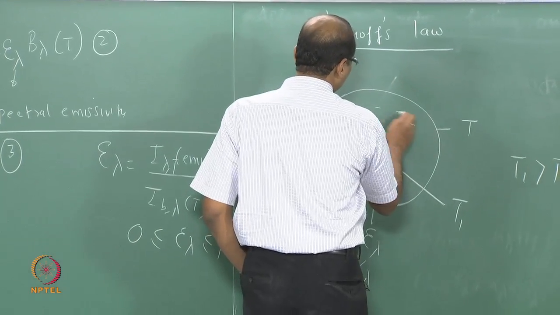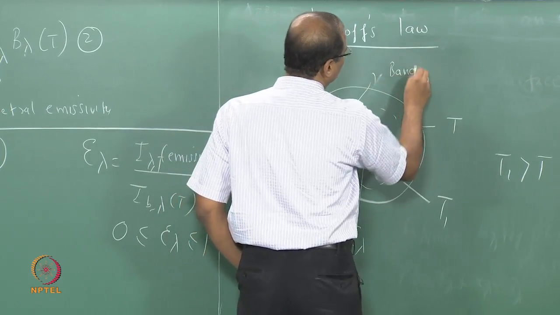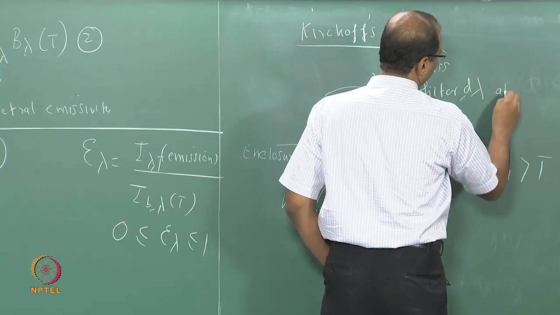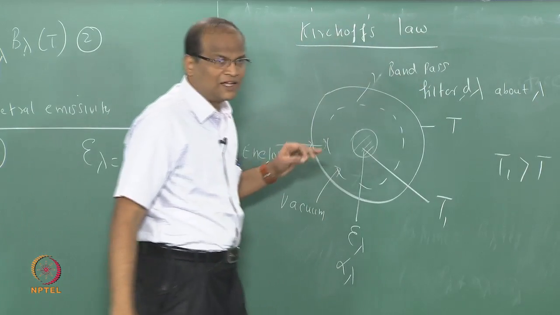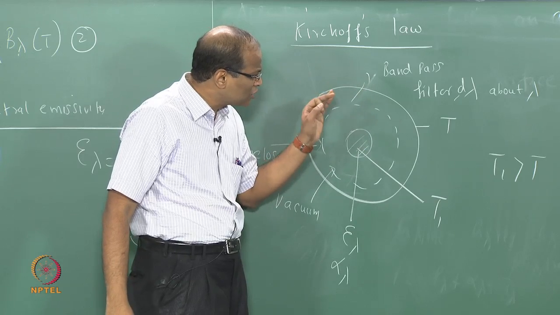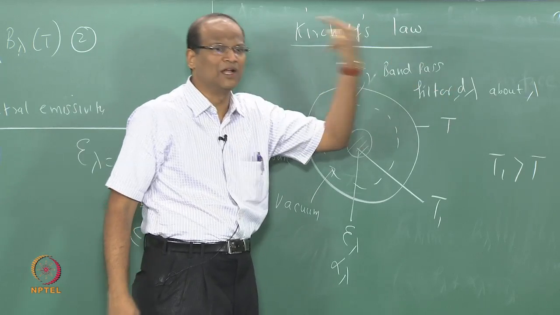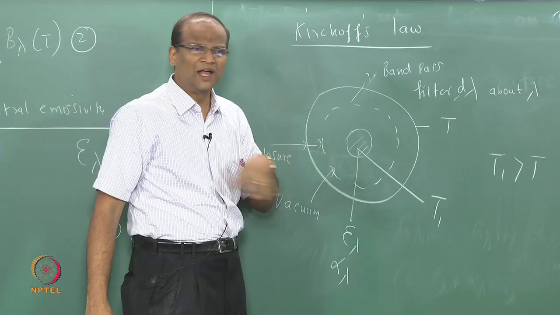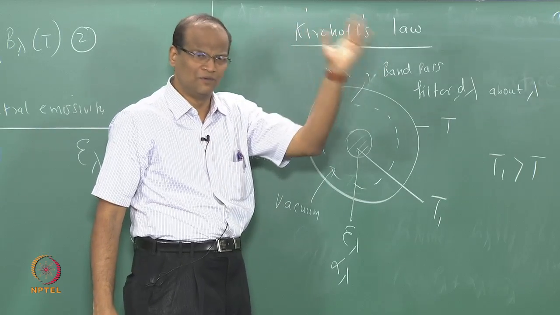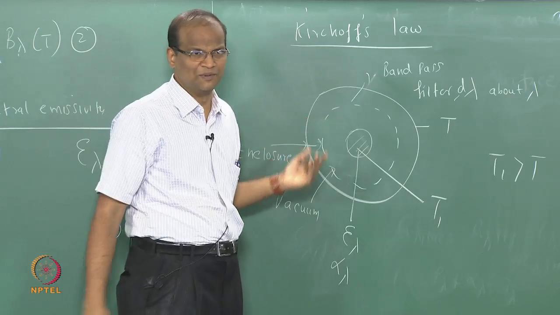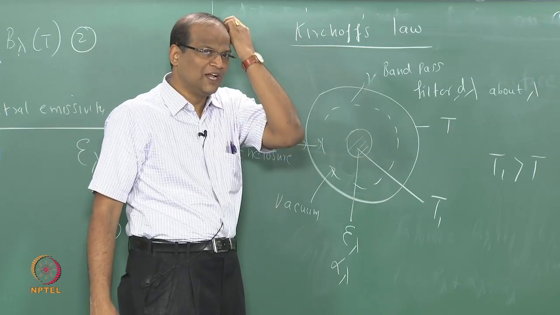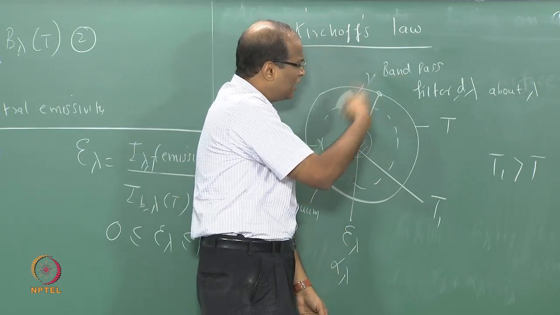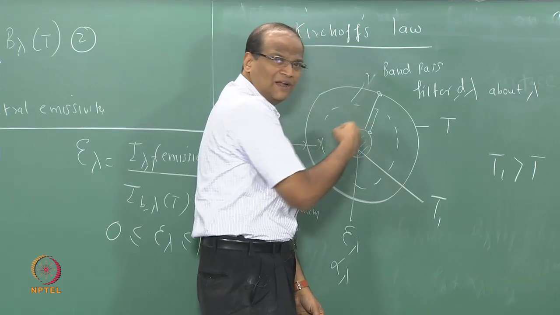Now let me put a band pass filter. This band pass filter allows radiation from this body to reach the enclosure only if it is in a narrow interval of d lambda about lambda. And both d lambda and lambda are under my control. I can keep d lambda very small and lambda I can change from 0.1, 0.2, whatever, ultraviolet, you name it, okay. Anyway, I am not going to do the experiment, it is all a thought experiment. So I can have a band pass filter for any d lambda about lambda. Now, only radiation in that band will be allowed to reach. Whatever radiation outside this band will simply come back to this.